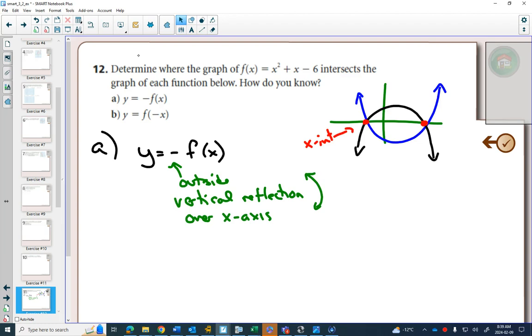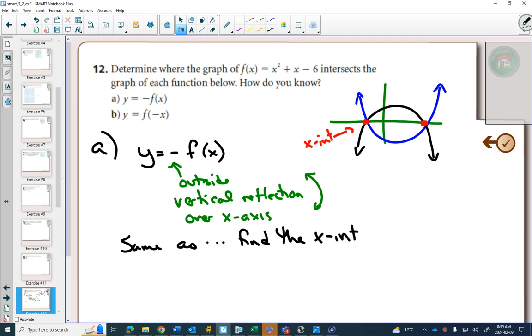So question A is just another way of asking: find the x-intercepts of y equals x squared plus x minus 6. But I had to do some problem solving to take the original question and change it into that question. How do you find an x-intercept? You make y equal to 0.